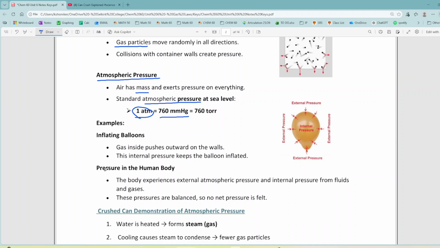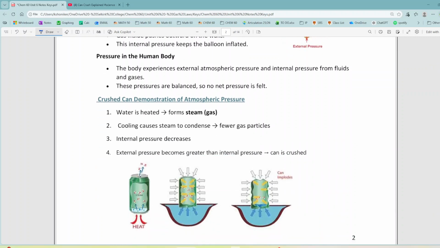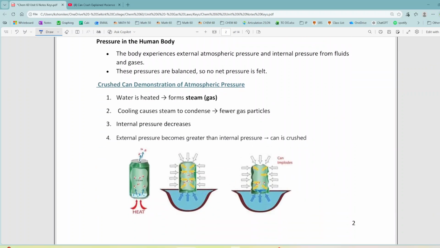When you think about the human body, it is always experiencing that external atmospheric pressure. But we have internal pressure from fluids and gases, and these pressures are balanced, so no net pressure is felt. So it's hard to understand this atmospheric pressure because our human body is always at this balance point, and we don't actually feel the atmospheric pressure. I mean, unless you start diving deep into the ocean or something.